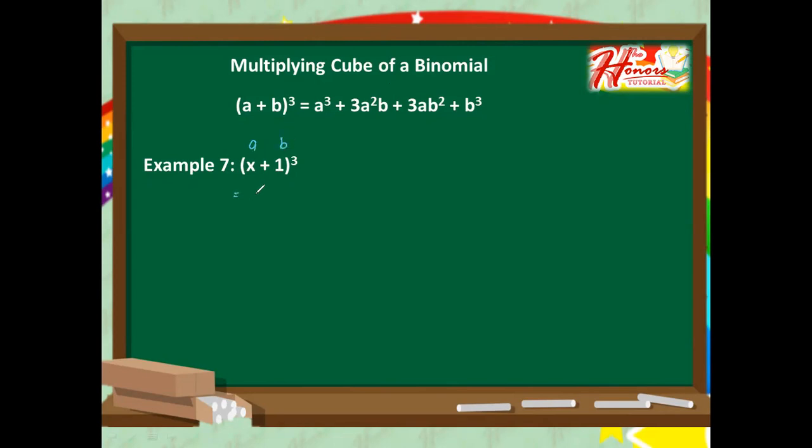Please write the pattern, so that is a cubed plus 3a squared b plus 3ab squared plus b cubed. So what is a? That's x. So write x here. And then don't forget the exponent, which is 3, plus 3 times the value of a, and that is x, and then raised to 2. Don't forget it. And the value of b, so that's 1.